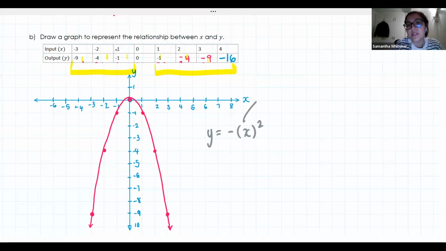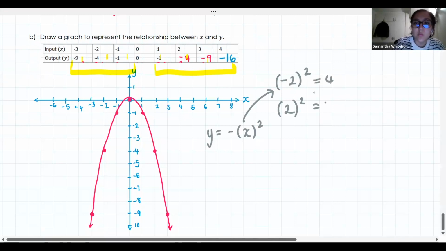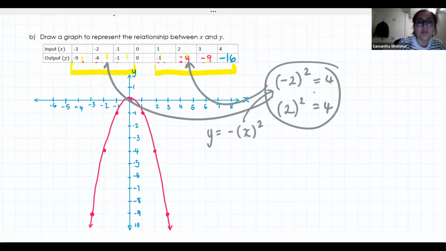Now, guys, think about this. Whether you say negative 2 squared or whether you say positive 2 squared, you get the same value. And so this is why for 2 and for negative 2, we ended up with exactly the same output. That negative then came from the negative in front of x. So the square is allowing us to get that symmetrical shape, which is so cool.